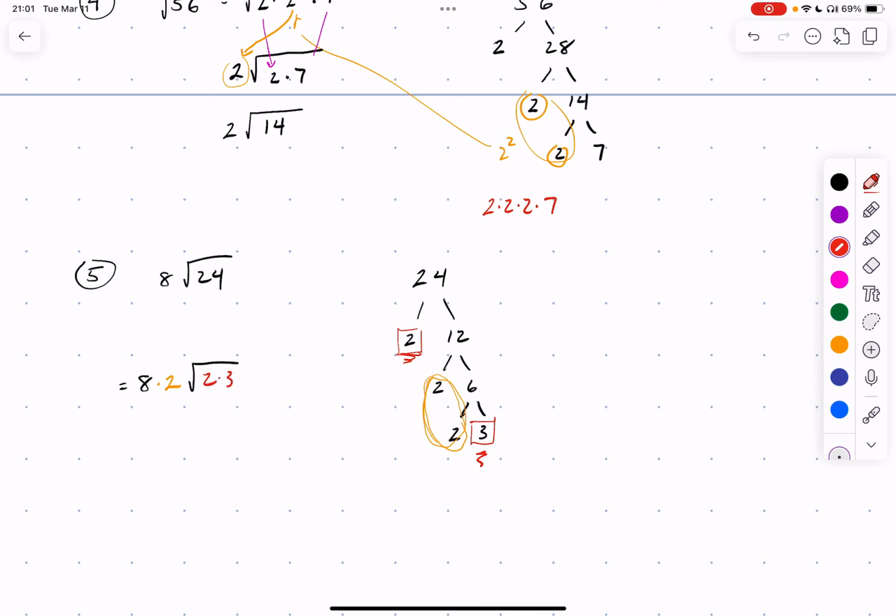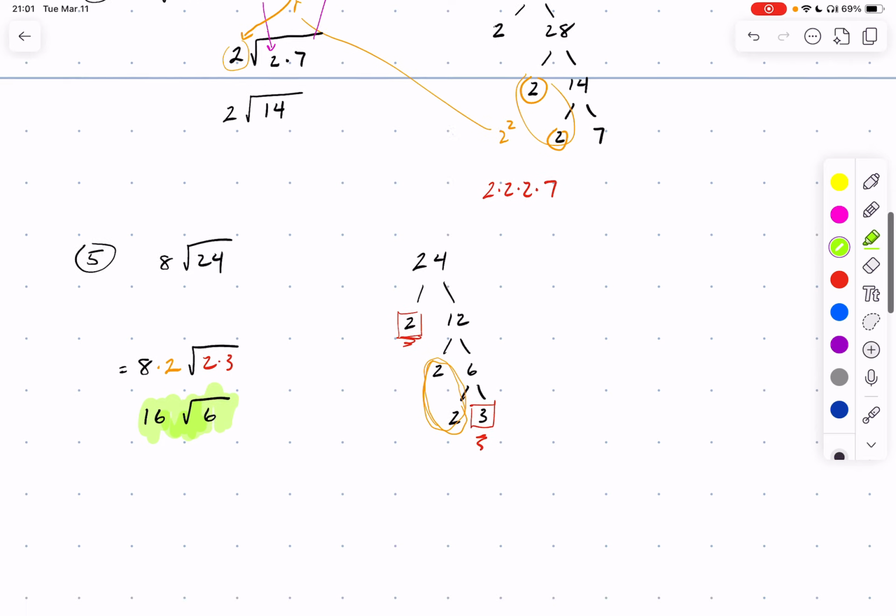When I simplify this all, I just multiply my two numbers outside of the radical. 8 times 2 is 16. And my two numbers inside of the radical, 2 times 3 is 6. And so here is my simplified radical.